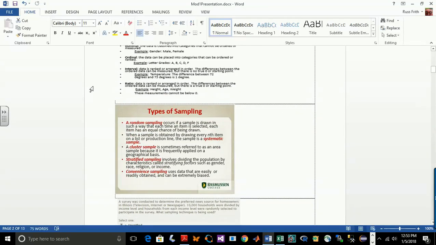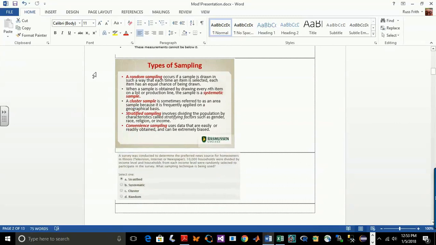Compare interval data with ratio data. Ratio data is ranked or arranged in order. The difference between the ordered data can be measured, but there is a true zero or starting point. Okay? For example, height, age, weight. The measurements cannot be below 0. You cannot have an age of less than 0. So ratio is kind of a subcategory of interval data.